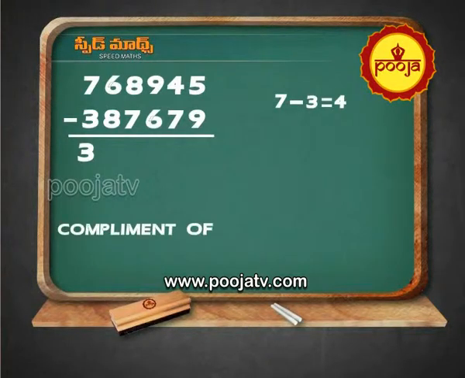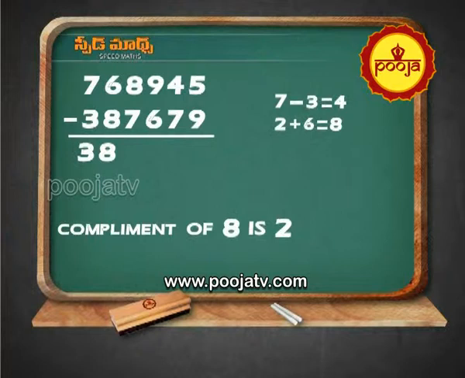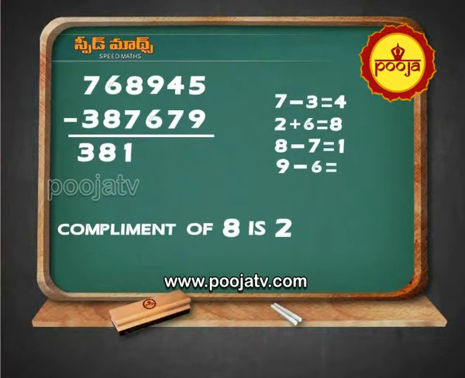So, it is 3. Here complement of 8 is 2, 2 plus 6, 8, but it is a match. Write 8 as it is. Complement of 8 is 2, 2 plus 6, 8, match. See the right side, 8 minus 7, it is a match. So, 2 plus 6, 8, write 8 as it is. Am I clear?